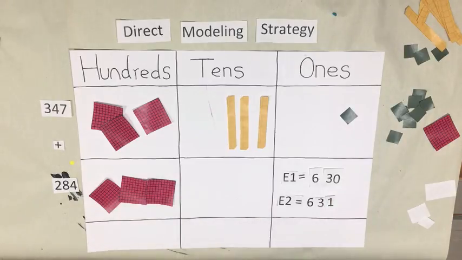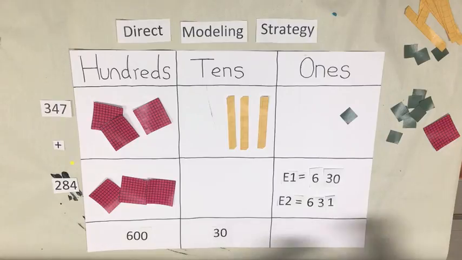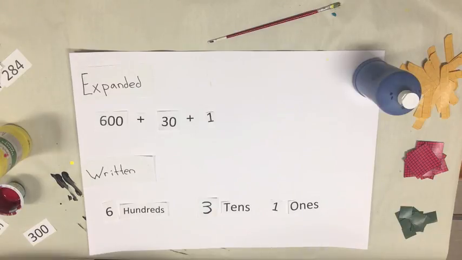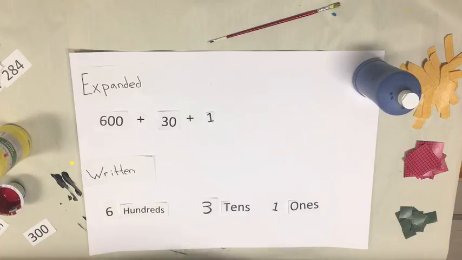Now let's take some time to count it. There's 6 100s, so there's 600. There's 3 10s, so there's 30. And there's 1 1, which is 1, which is 631, the same as our second estimate. 631 in the expanded form would be 600 plus 30 plus 1. In the written form, it's 6 hundreds, 3 10s, and 1 1.